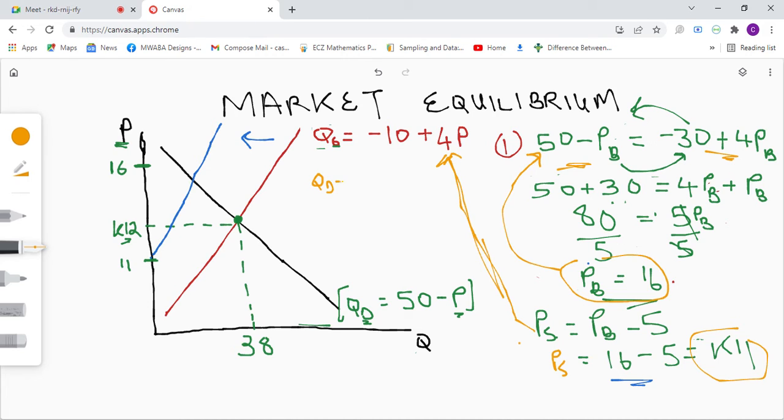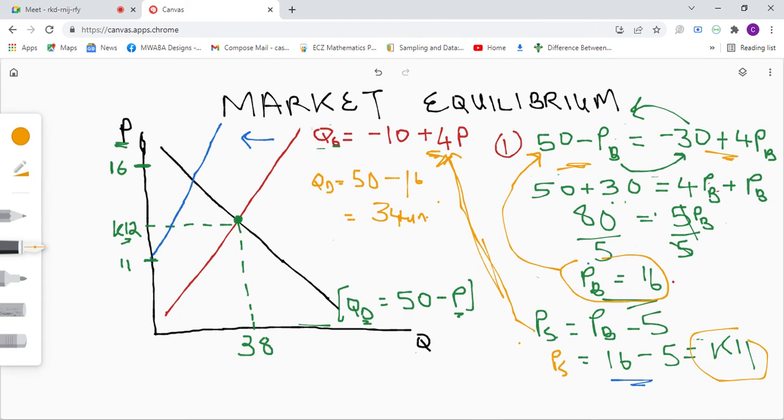So we're going to say QD equals 50 minus PB, which was 16, so 50 minus 16 gives us 34 units. 34 units, yes. Also, if we want, we can also replace it into this function. We're still going to get 34 units.